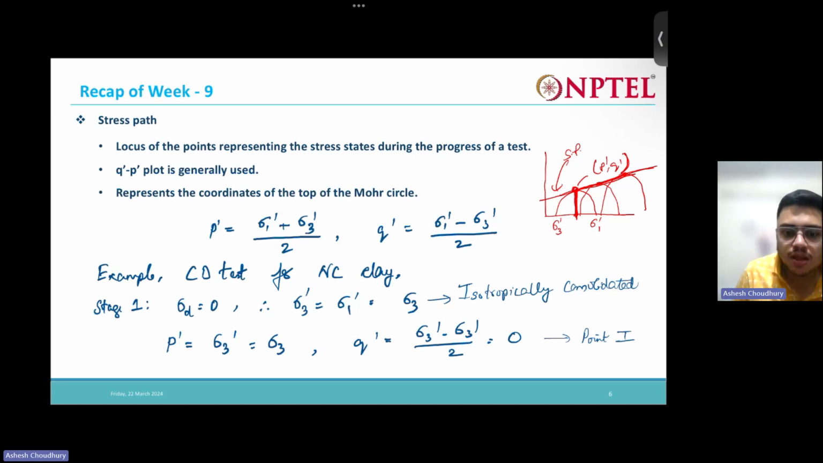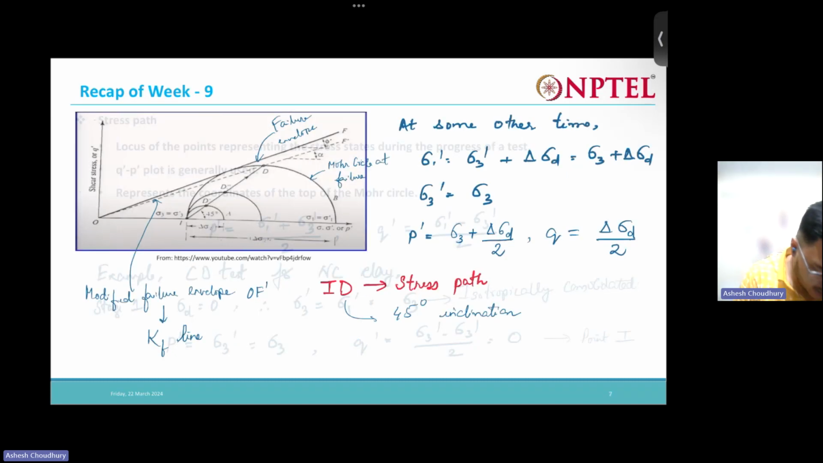Now the q prime part. q prime is nothing but sigma 1 prime minus sigma 3 prime by 2. What is sigma 1 prime? Sigma 1 prime is equal to sigma 3 prime, so it will become 0. So this point will give us the point I.